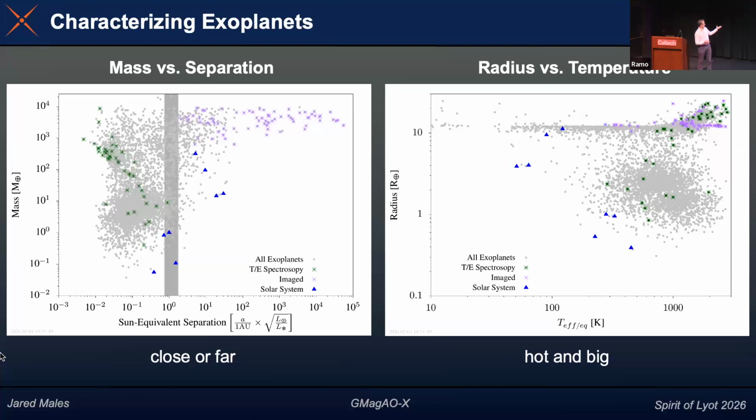And you'll see that they're either close or far away, or they're hot and big. And conspicuously on this plot there's this big gap right in the temperate zone. This gray bar is the habitable zone. And so this is the gap we're trying to fill in with our future direct imaging instruments.